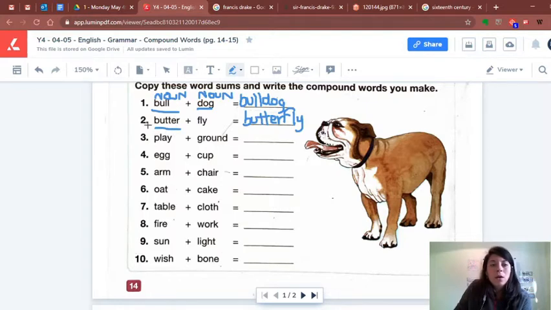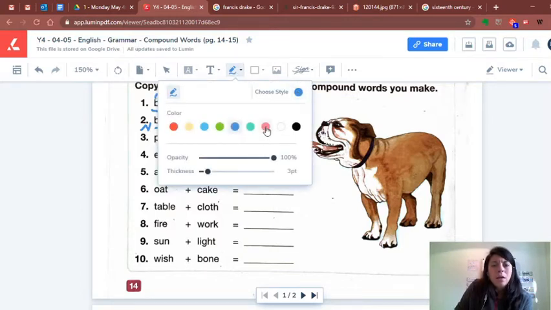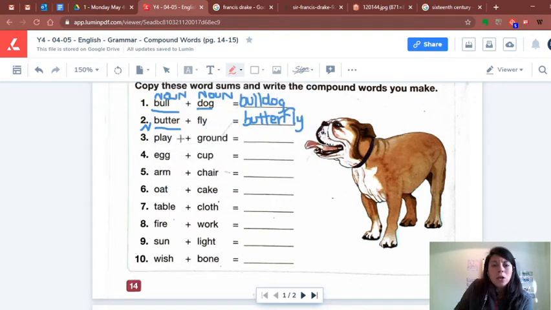The case of butter. Butter is also a noun, but in the case of fly, well, we have a couple of things. It could be a fly, or it could be the action to fly. So I'm going to say that it's the action, because butterflies fly.